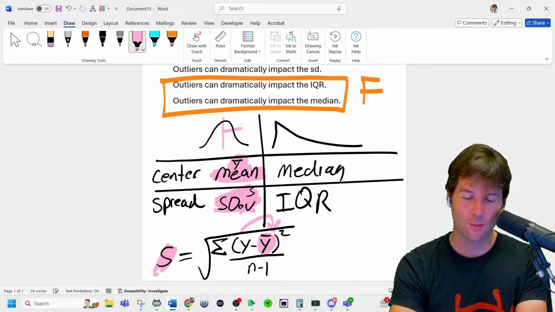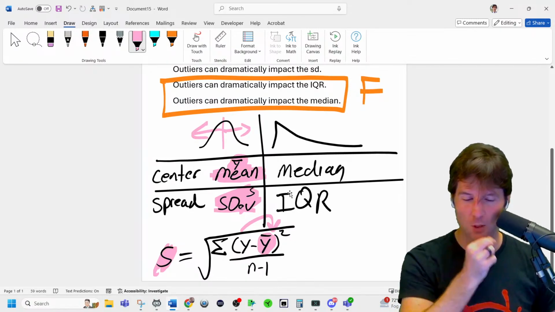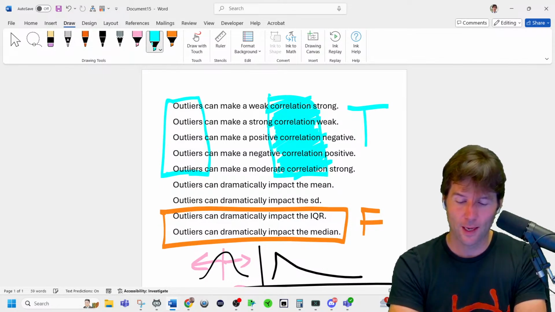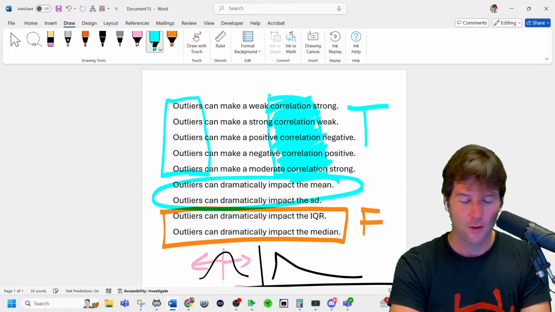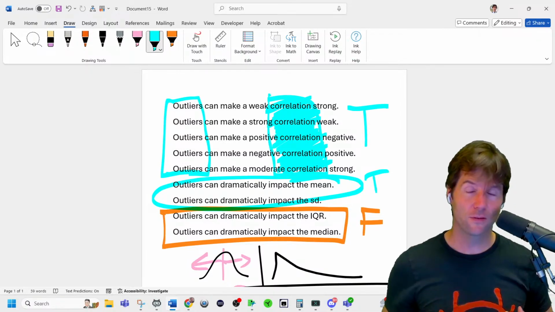So data should be normal, unimodal, symmetric when using mean and standard deviation. And when data is skewed, we use median and IQR. So outliers can dramatically impact the mean and standard deviation. And that's why we do not like using mean and standard deviation when there are outliers.